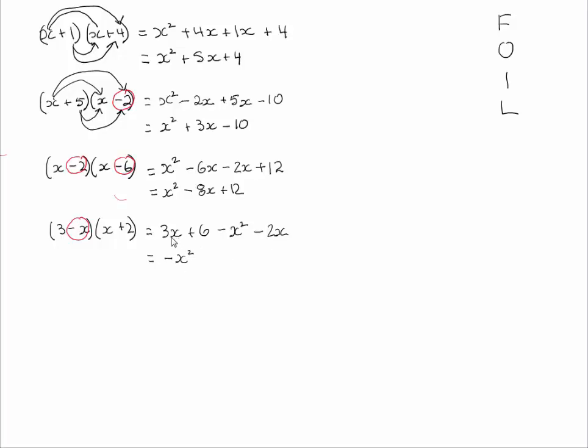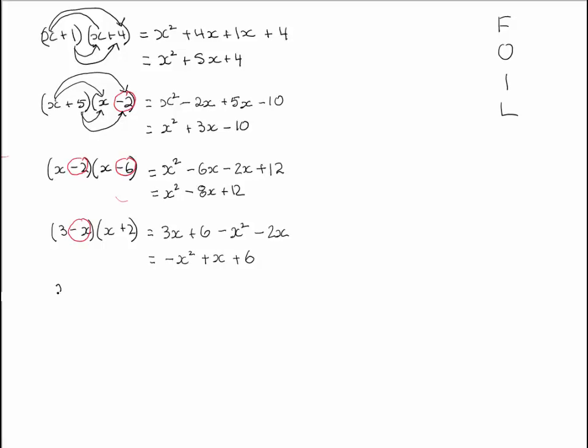Collecting our like terms, we have plus 3x minus 2x. 3 minus 2 is 1, so that will be plus x, because we don't write the 1 when the coefficient of x is 1, we just write x, and then our plus 6.